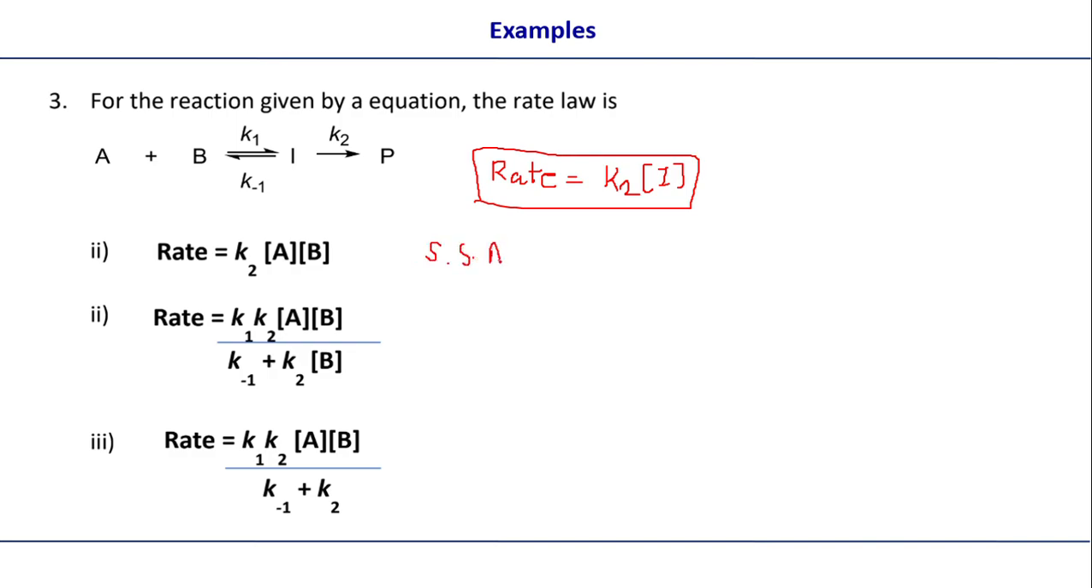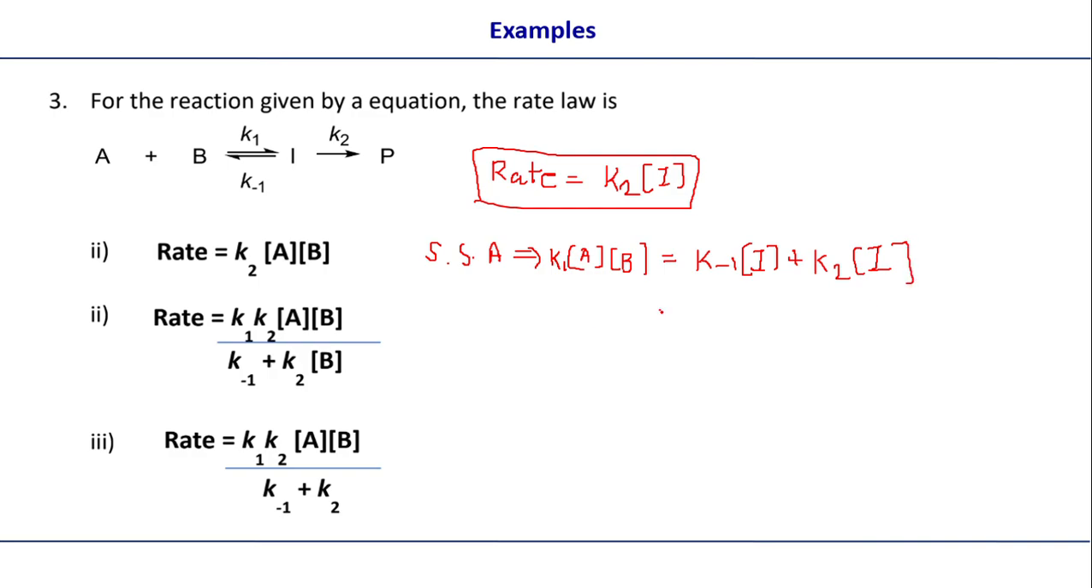Applying steady state approximation, what will happen? Rate of formation of I is equal to rate of consumption of I. So rate of formation is what? K1, concentration of A, concentration of B, right? This is the formation rate for I. Then the consumption rate will be K inverse, K minus 1, concentration of I, plus K2, concentration of I, right?